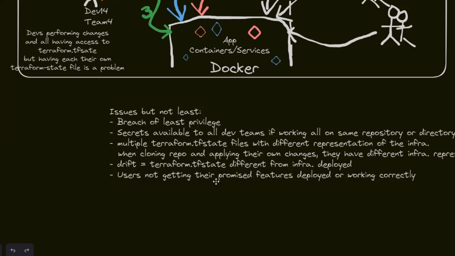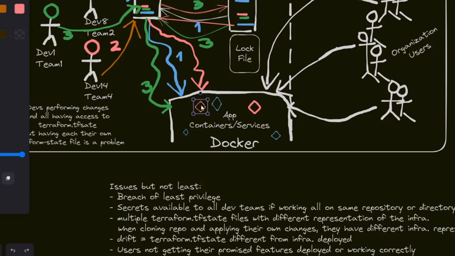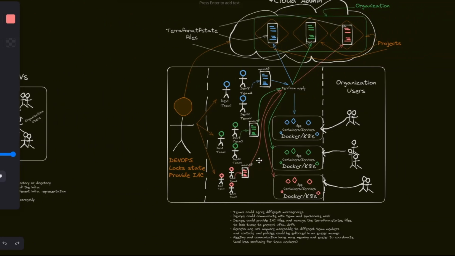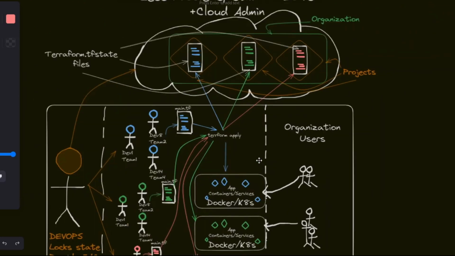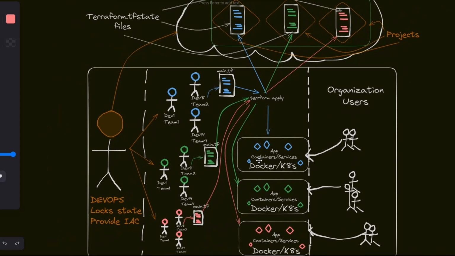So users are not getting the promised features deployed or working correctly, or they are seeing changes applied to the infrastructure, which is not very good. So here this is just to keep changing colors. Okay, so here is the last use case that we're going to see, after which we're going back to the terminal.